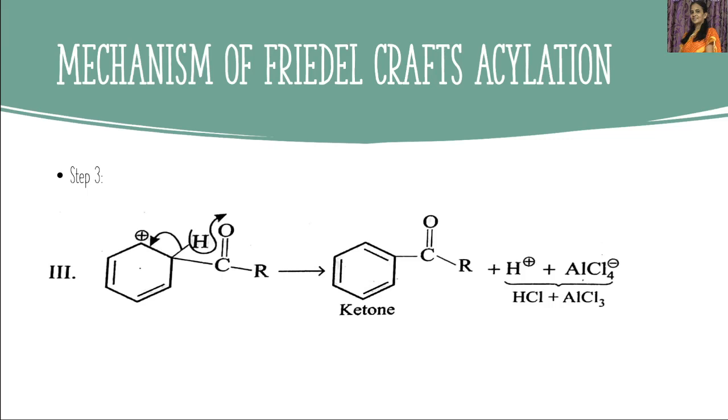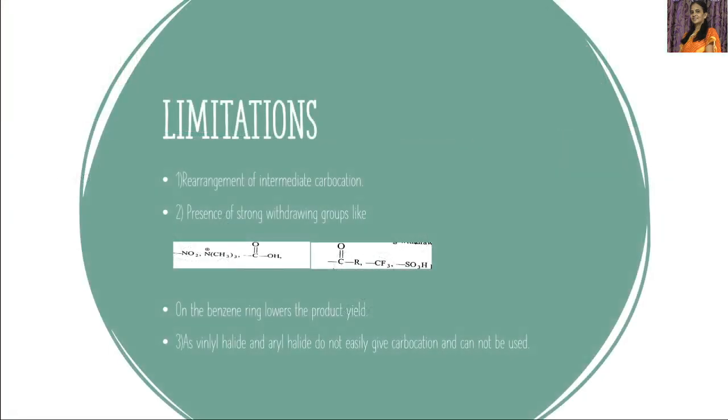Ketone is obtained. This is phenyl, this is alkyl. Alkyl phenyl ketone is produced, and this H plus goes with this AlCl4 minus. It combines with this to form HCl and AlCl3. AlCl3 is the catalyst which is regenerated, and the other product obtained is HCl. So in the acylation reaction, benzene combines with acyl chloride to form acyl benzene and HCl. Okay, acyl benzene and HCl.